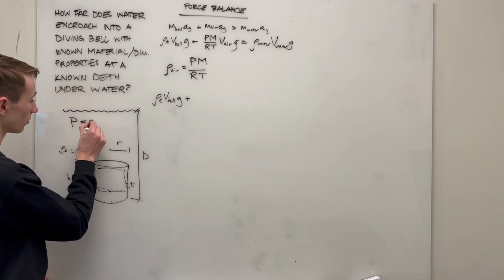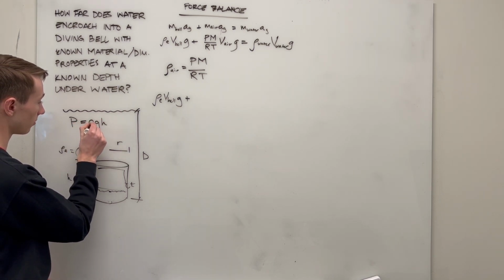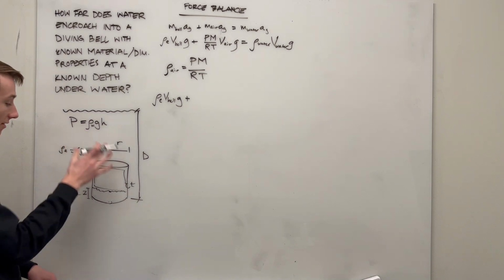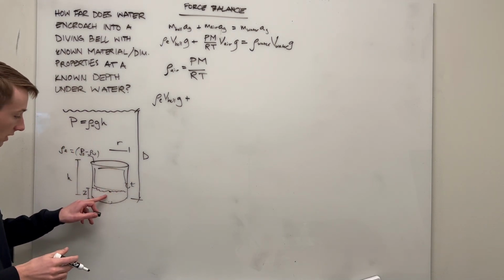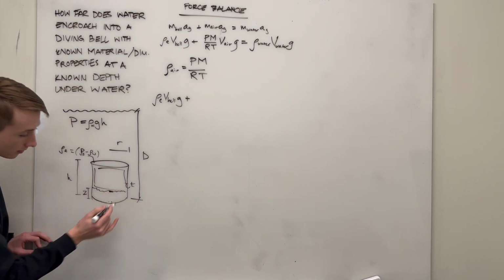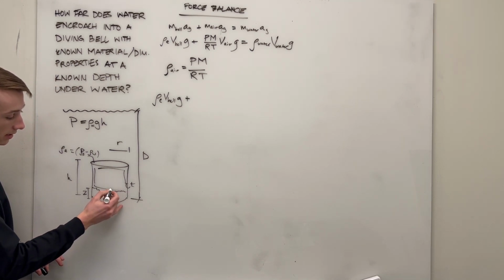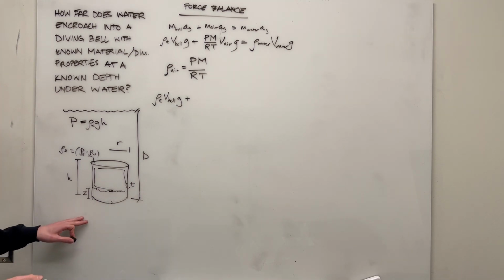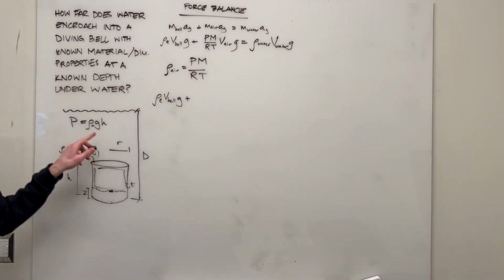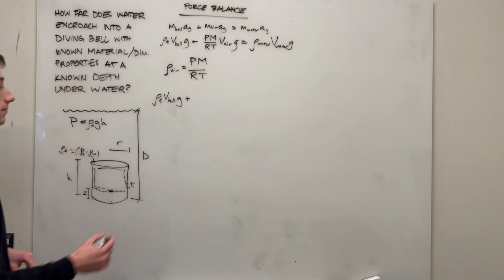Pressure equals rho GH, and this is the rho of the fluid that we're in. Okay, so the pressure here, and we're going to go into this with our pressure balance equation here, but the pressure here of the water must be equal to the pressure here of the air, right? So the pressure of the air is rho GH.